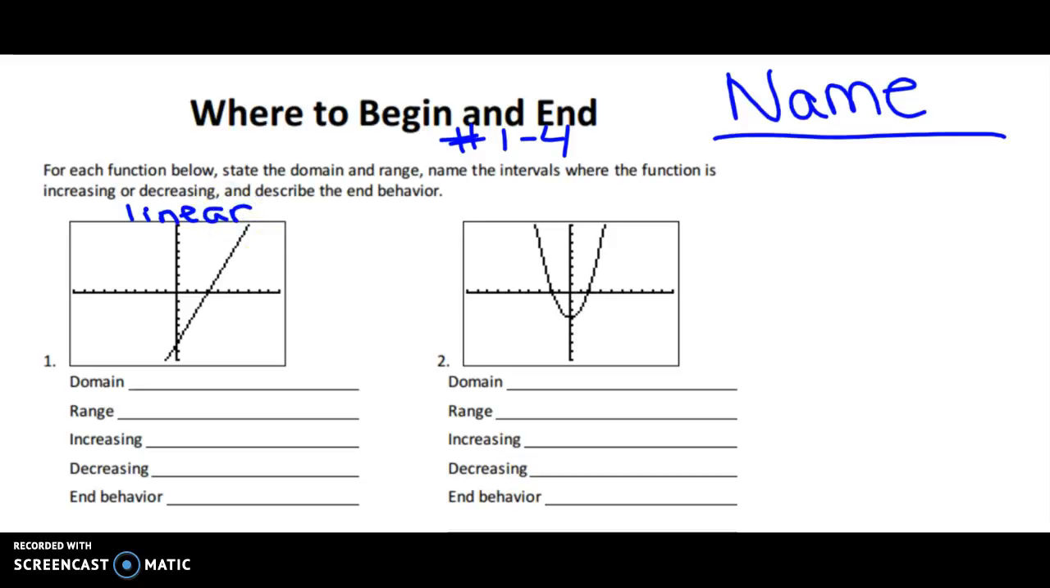All right, so the domain. Any linear function is going to have all reals as the domain. So how do we write all reals? Well, we write them with negative infinity, domain is x, to positive infinity. All right, and then the range. Again, any linear function is going to go on and on forever, up and down. So it's going to be negative infinity, range is y, to positive infinity.